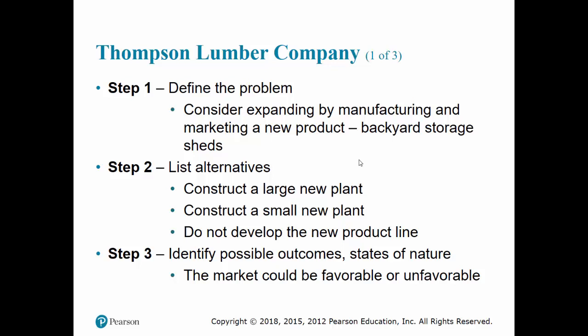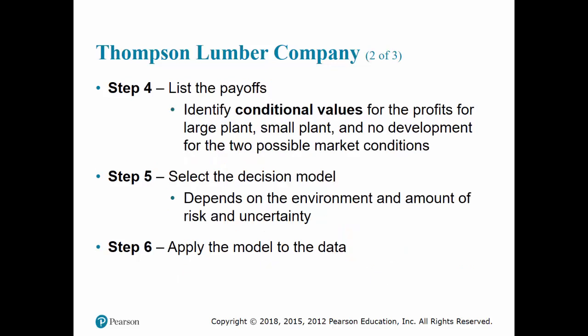So the market could be favorable for the new product, or the market could be unfavorable. So these are the 2. There could be several states of nature, but for our purposes in this example, let's consider that the future market has 2 possible outcomes. The market will be favorable for our new product, or unfavorable. So step 4 is, now that we have come up with the alternatives and what the possible future states of nature are going to be, let's develop the possible outcomes for each of those 3 decisions under the 2 possible future scenarios.